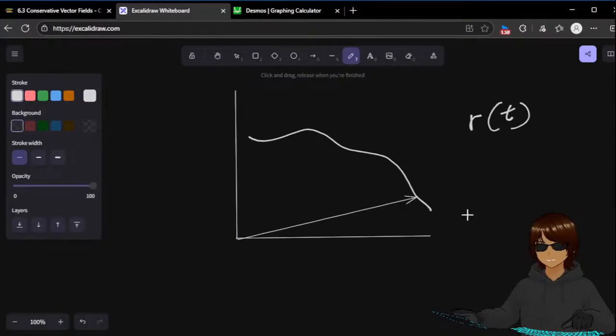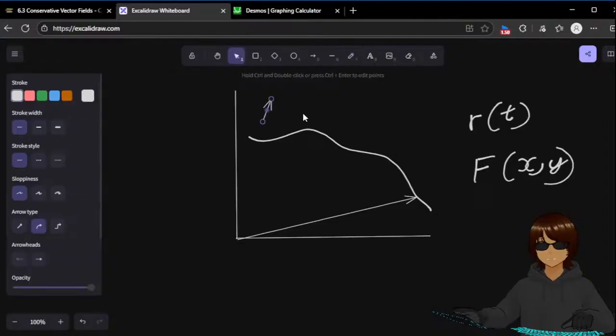So if we have this curve defined by r(t), and in this graph, there's also a vector field, capital F. A vector field is like, in every position of x, y, they define a particular vector. They can be in any direction.